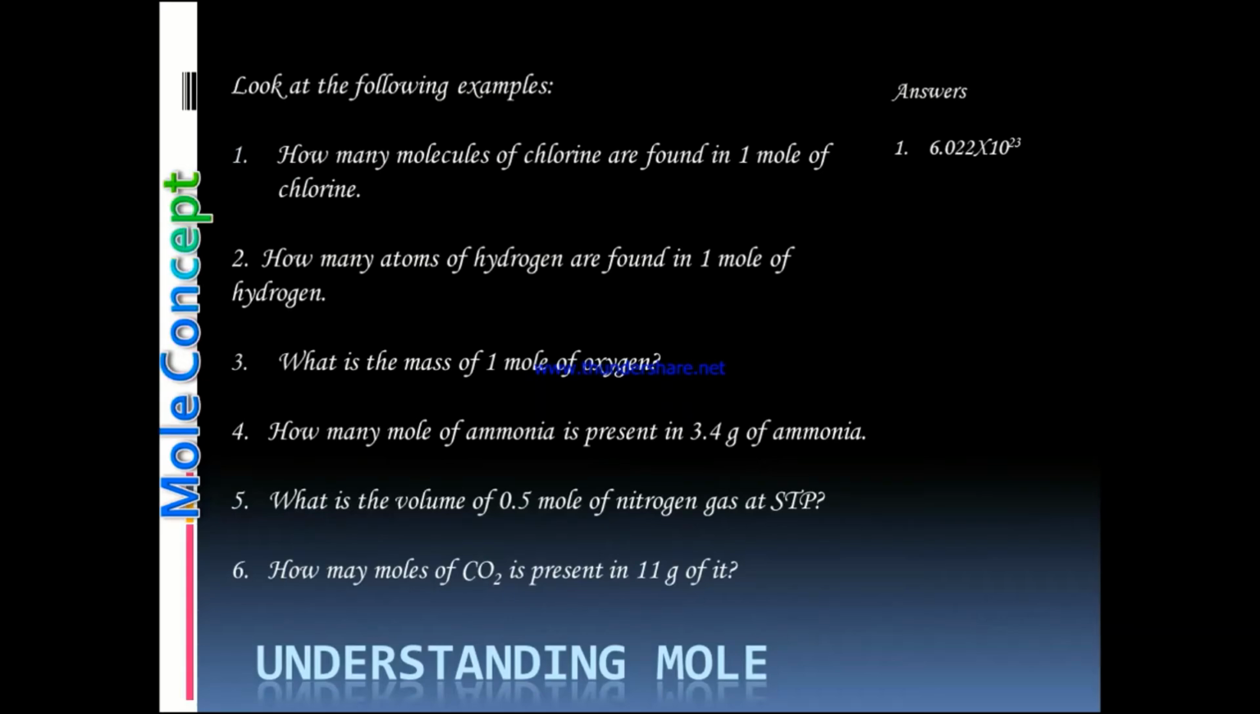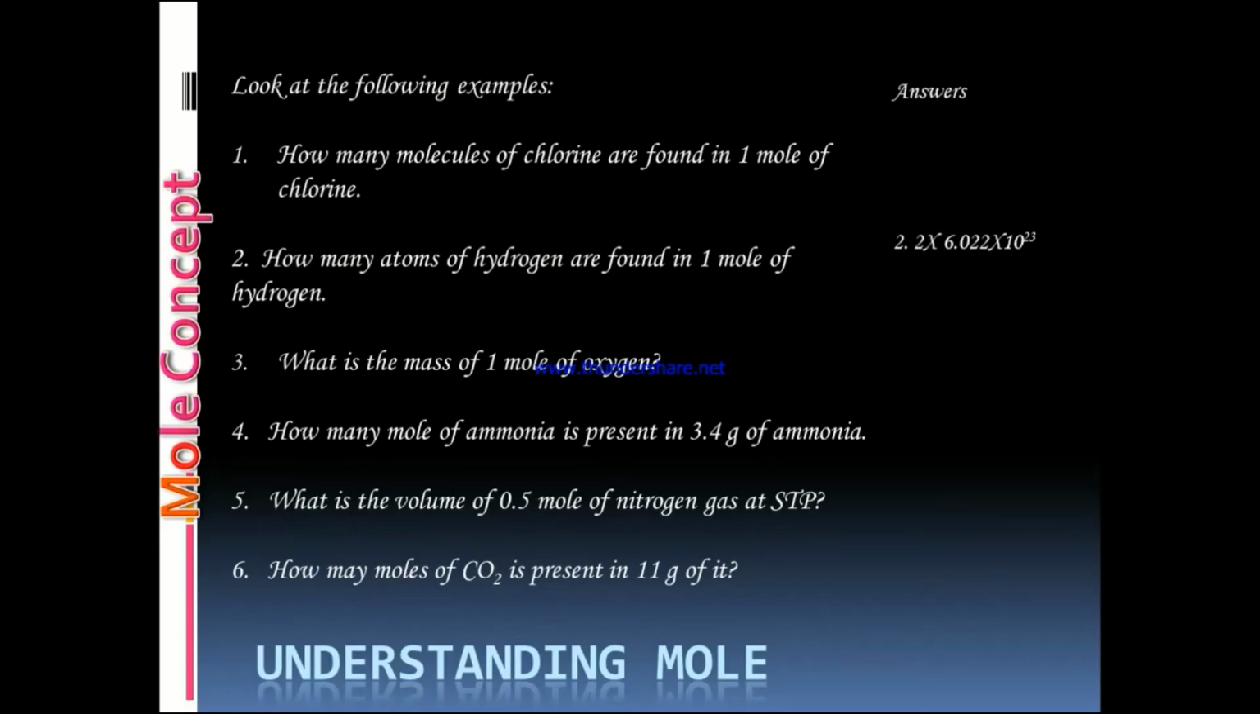But the second question you can see: how many atoms of hydrogen are found in 1 mole of hydrogen? That means in 1 molecule 2 hydrogen atoms are present. 1 mole of hydrogen means 6.022 into 10 to the power 23 molecules of hydrogen. So how many atoms means double of that, 2 into 6.022 into 10 to the power 23.